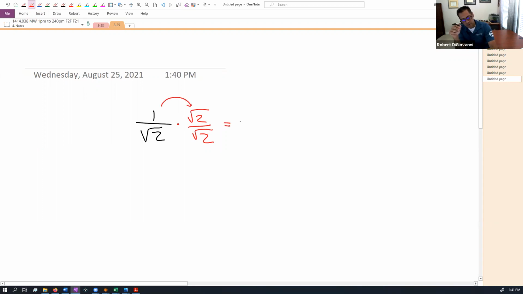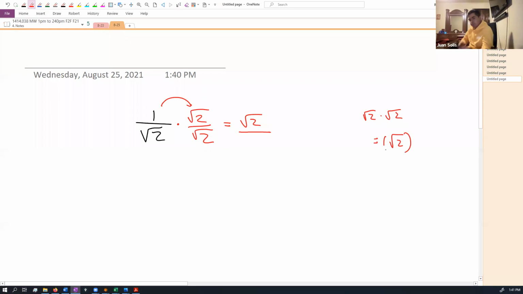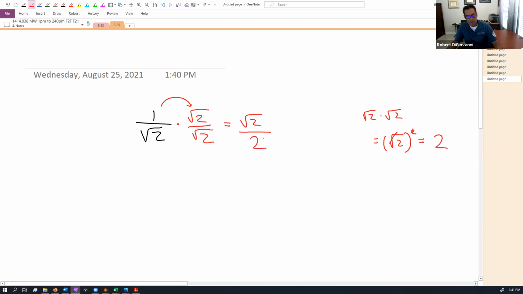1 times this, that's square root of 2. And then when we do the square root of 2 times the square root of 2, what do you get? What's root 2 times root 2? You get a 2. Yeah, it's just the square root of 2 squared, so the square and the square root go away and you just get the 2. So you get a 2 on the bottom. And then everybody gets happy because now you no longer have a square root in the denominator and you've done what you were told, right?